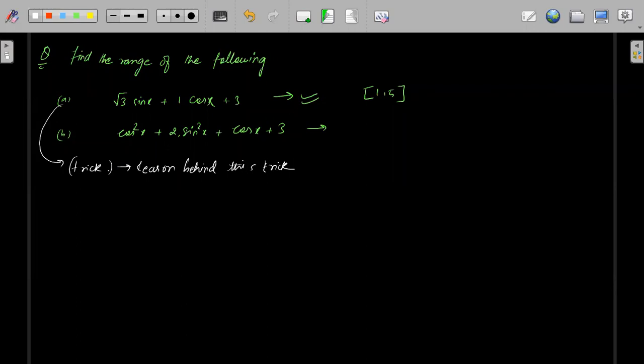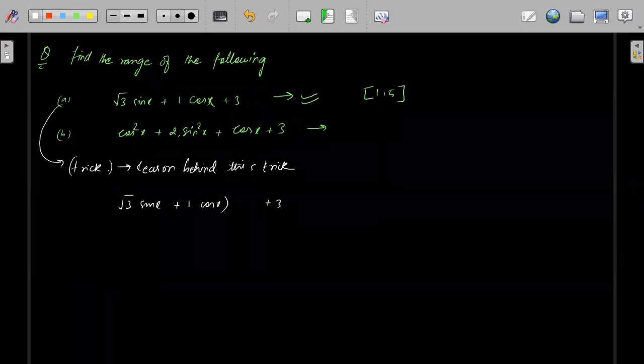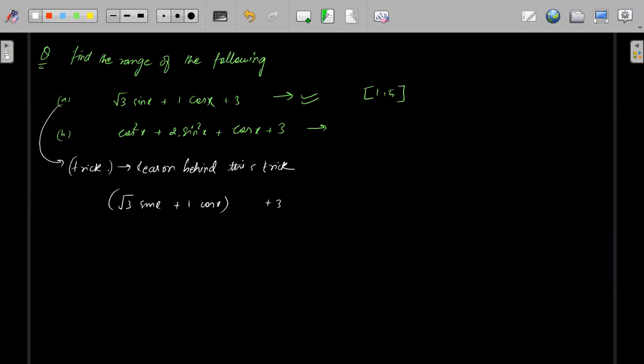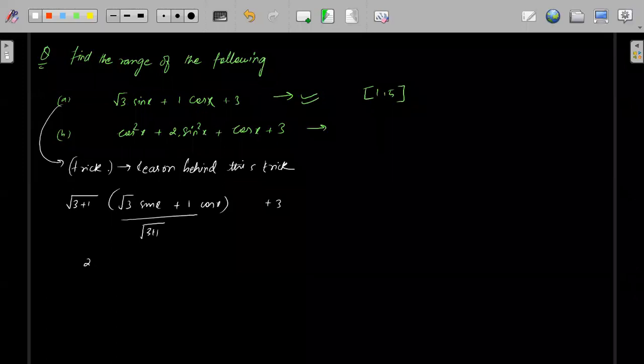So the trick is to divide and multiply with root of a square plus b square. So this is root 3 sine x plus 1 cos x plus 3. So this is root of root 3 square, which is 3, plus 1 square, which is 1. So root of 3 plus 1 is 2. So this will become 2 into root 3 by 2 sine x plus 1 by 2 cos of x plus 3.